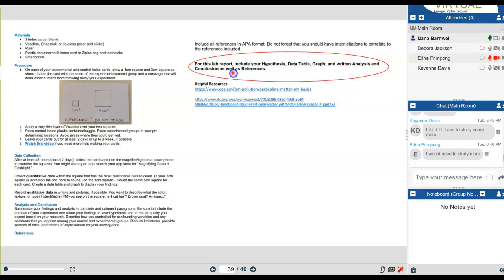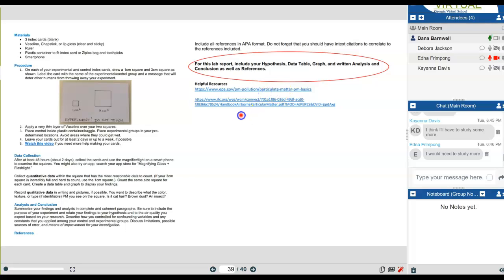So for the lab report, not a full-blown lab report, but you're going to include your hypothesis, your data table, you're going to graph your data, and you're going to complete an analysis and a conclusion question. And please don't forget your references. Okay, don't forget about these.